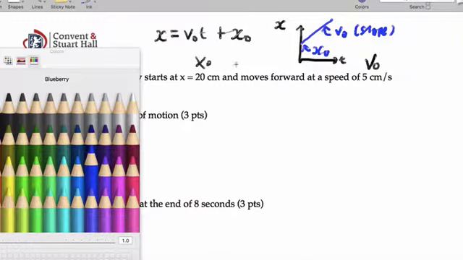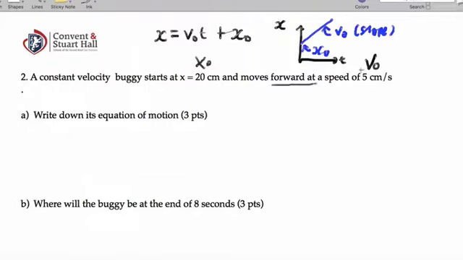So when we go ahead and write down the equation of motion, it's moving forwards, so that means this is plus 5 centimeters per second. We write down its equation of motion as x equals 5 times t plus 20.